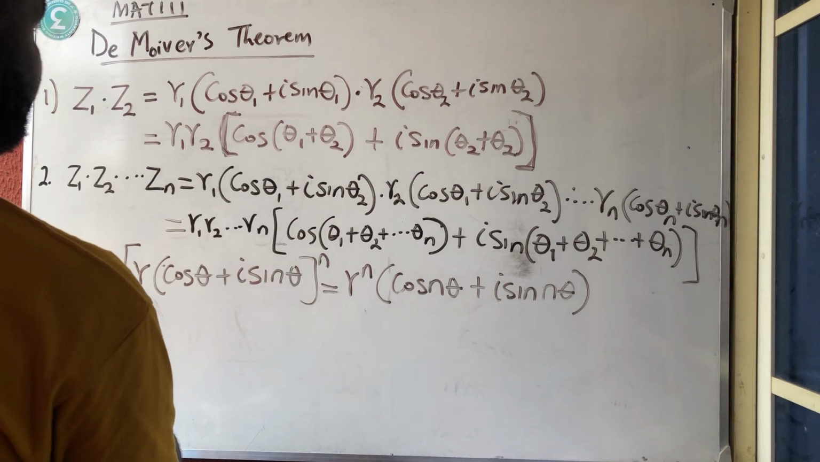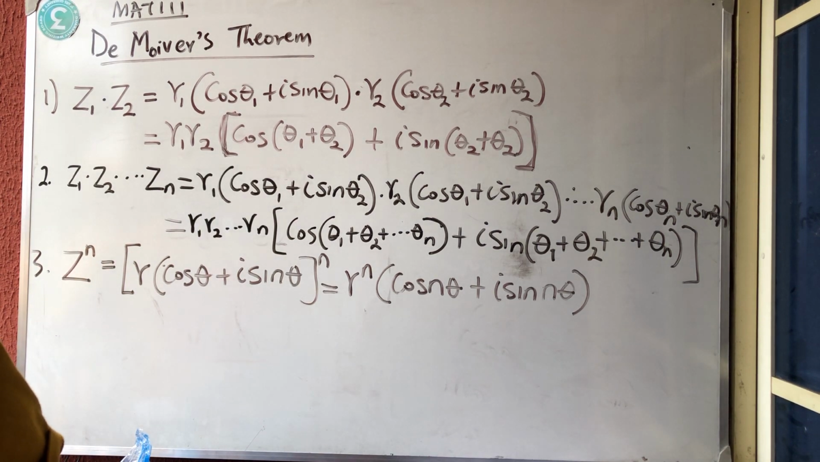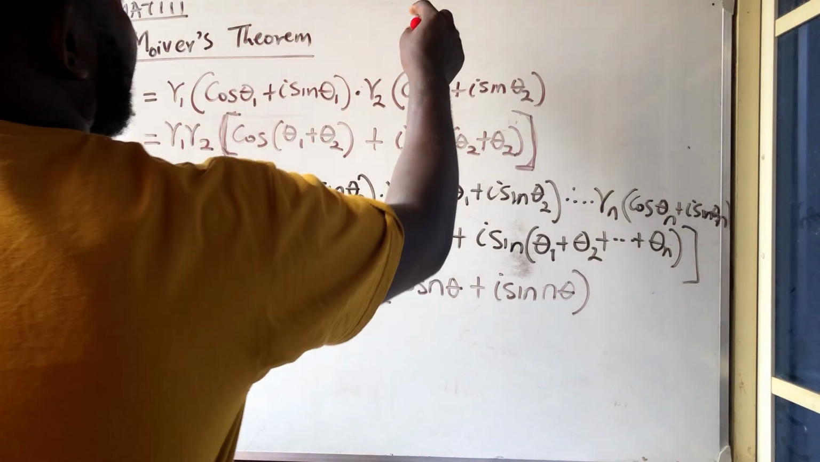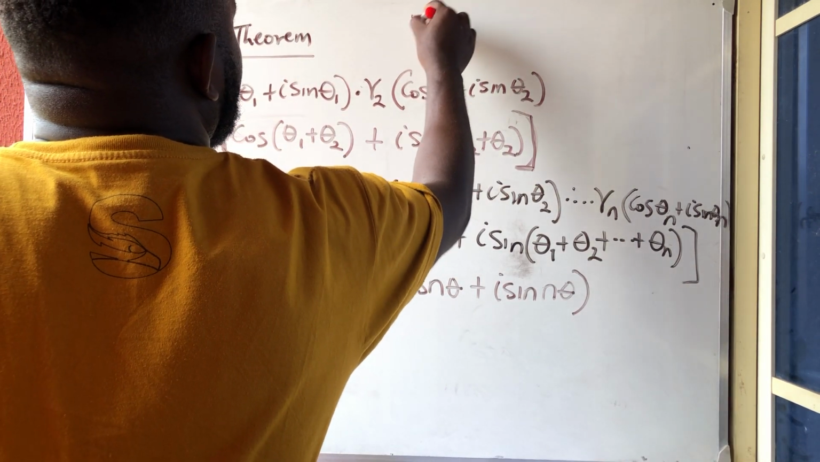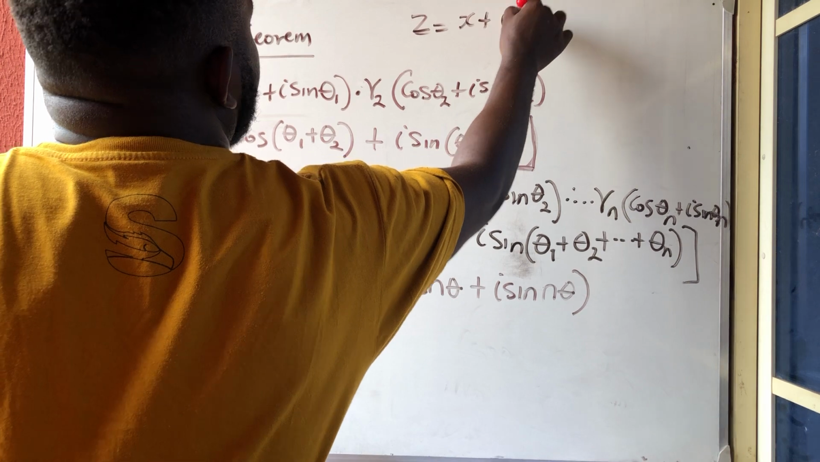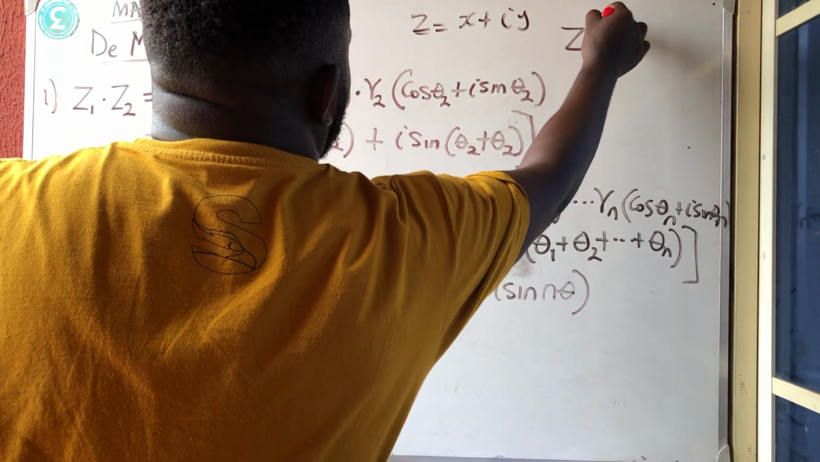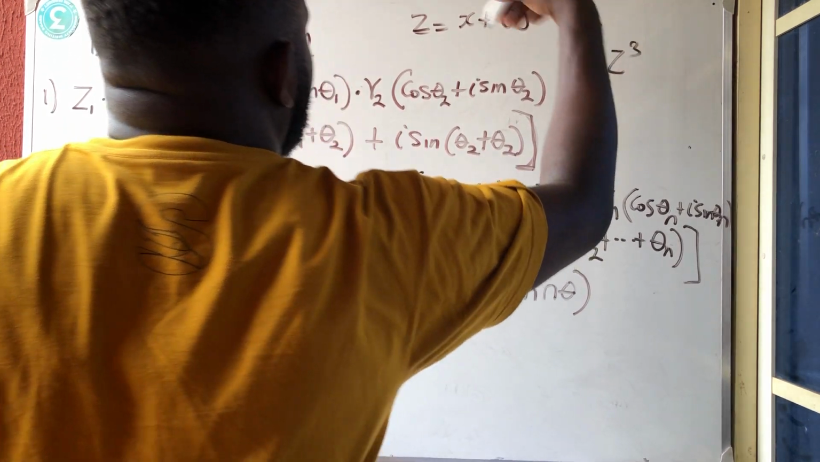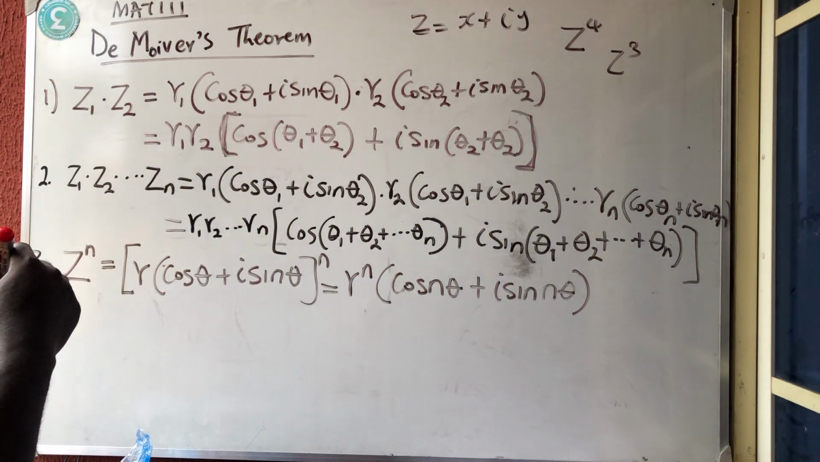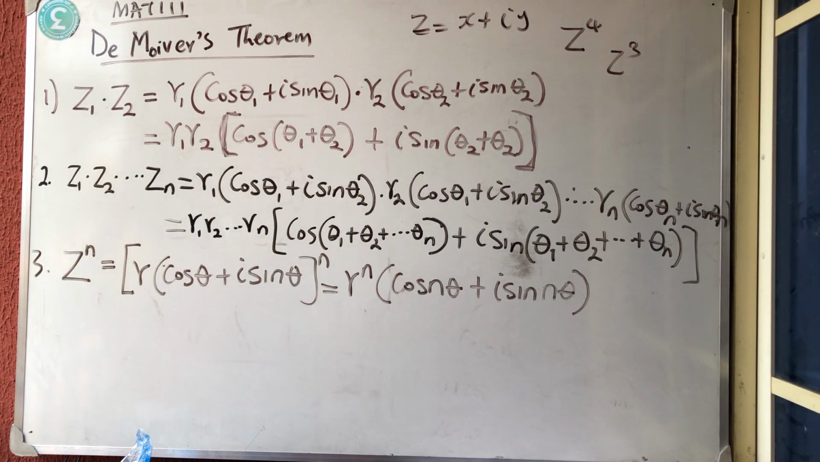Today we'll be talking about De Moivre's theorem. We use this theorem when you want to find the power of a complex number. For example, if you have that z is equal to maybe x plus iy, and you're asked to find maybe z raised to power 4 or z raised to power 3 and so on and so forth. We use it when the power we are talking about is a positive integer or a natural number.